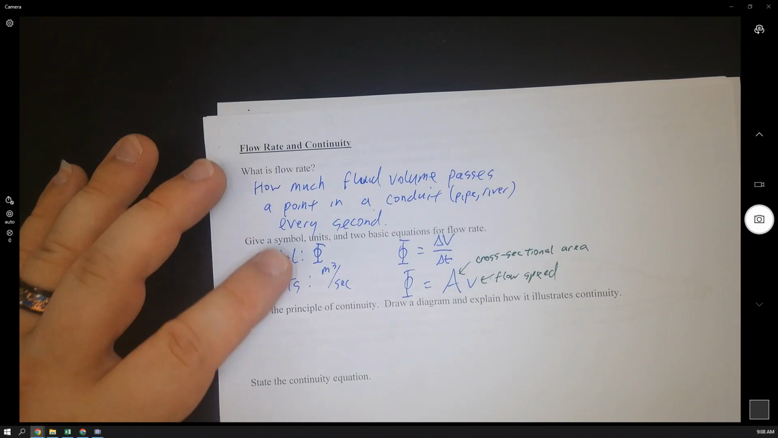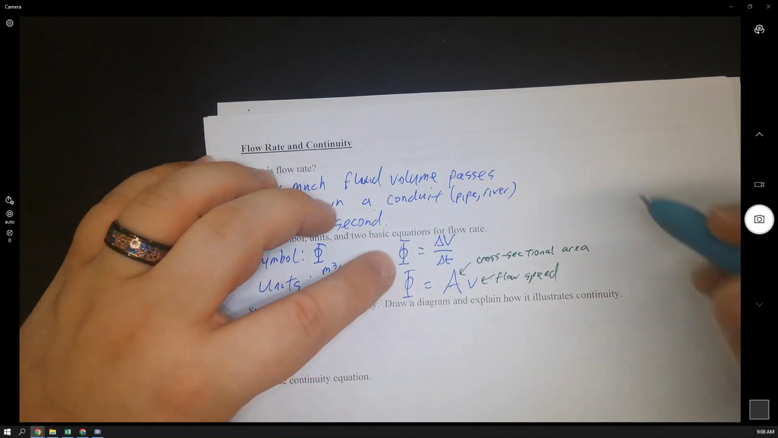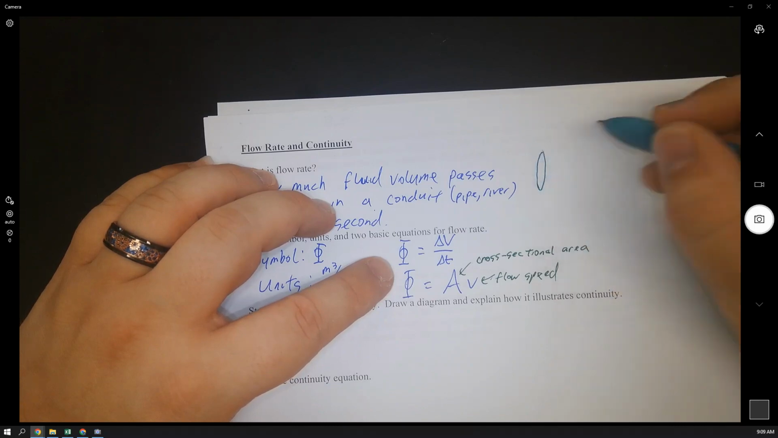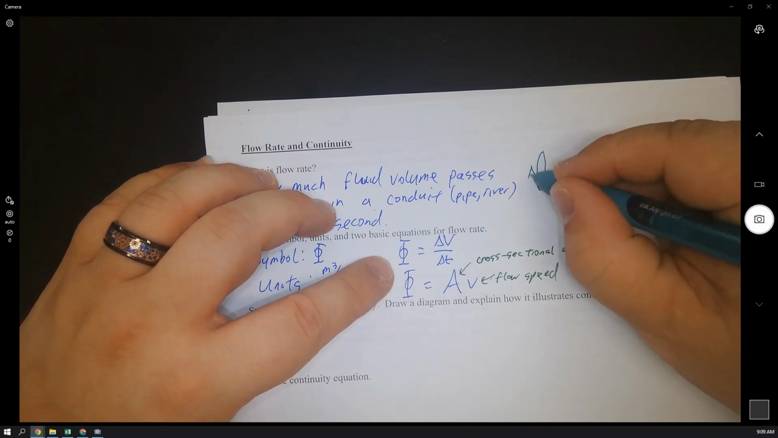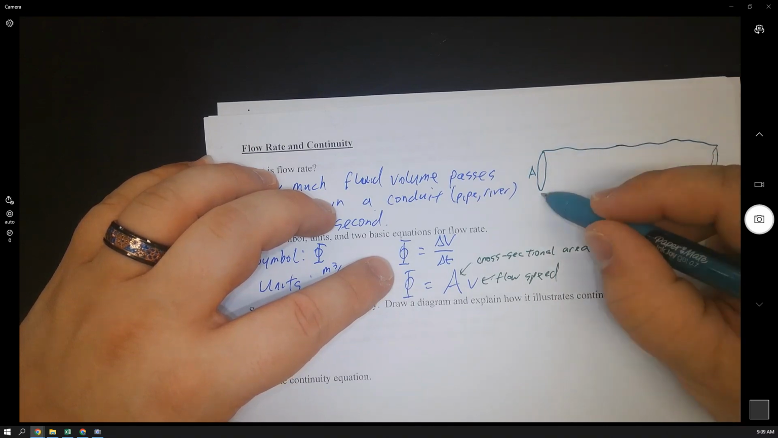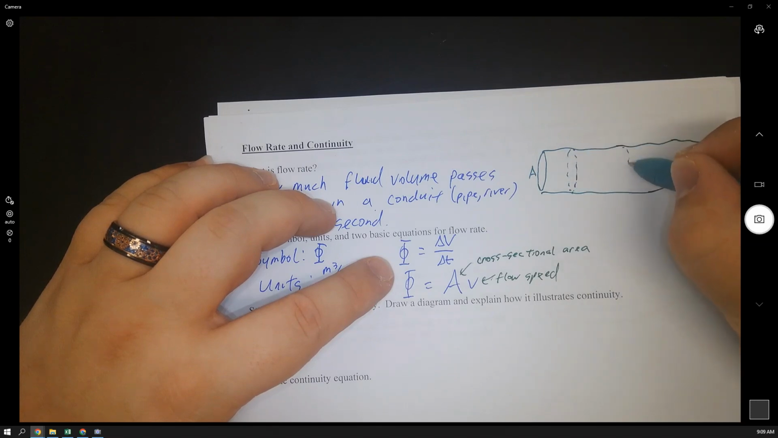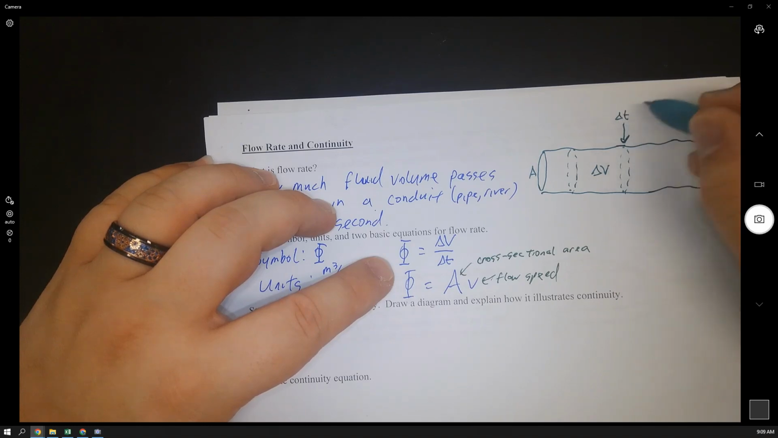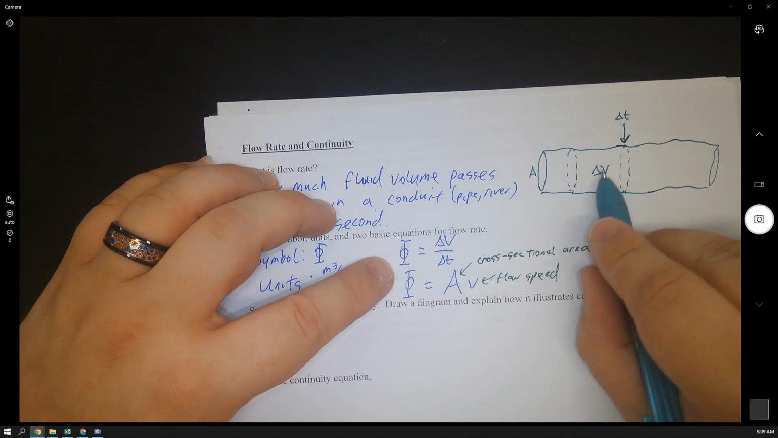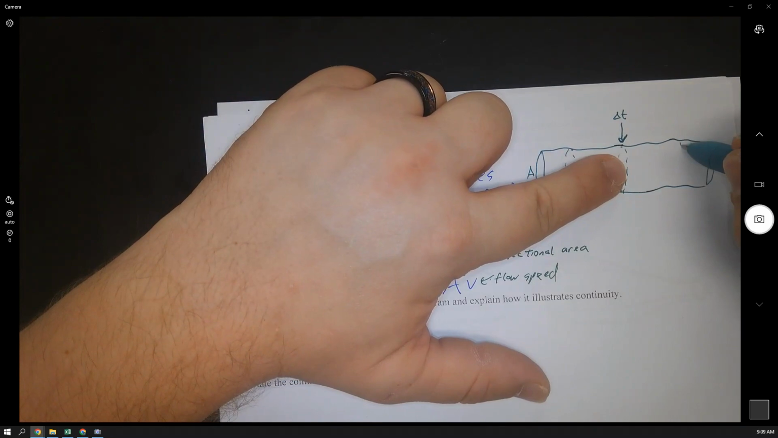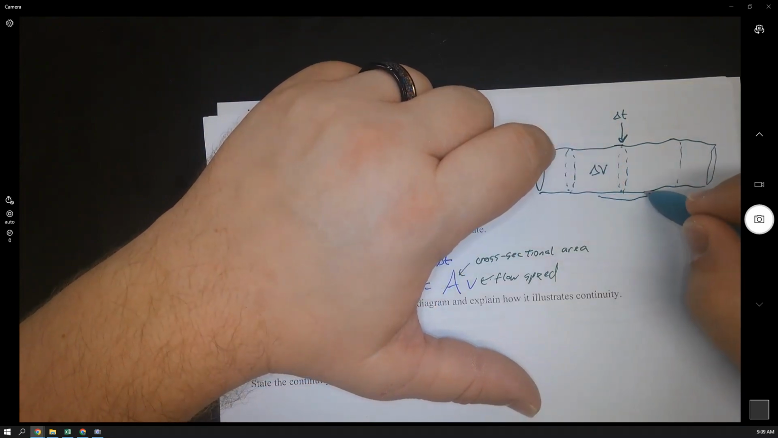So here's the story on why it's the same. These two give me flow rate. The reason why they give me flow rate is this. Let's say that you have a pipe of some kind. The cross-sectional area of the pipe is A. All right. Now, this cylinder of fluid, delta V, is going to pass by this arrow in a time delta T. So in time delta T, we're going to go from here to here, right?